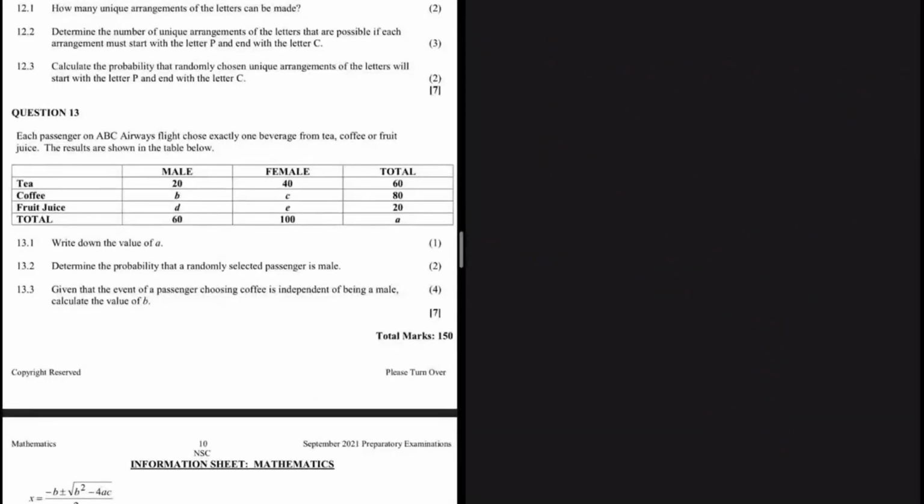Each passenger on ABC Airways flight chose exactly 1 beverage from tea, coffee, or fruit juice. The results are shown in the table below. We have male, female, we have tea, coffee, fruit juice, and then the totals. 13.1 says write down the value of A.